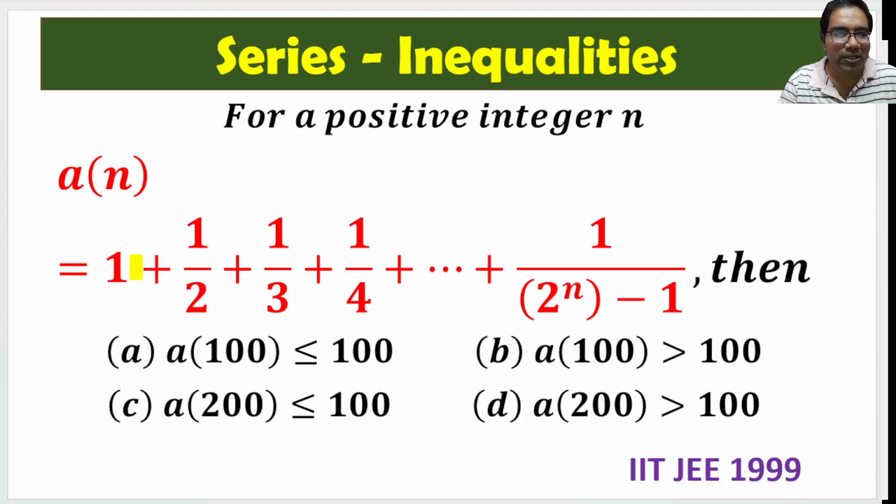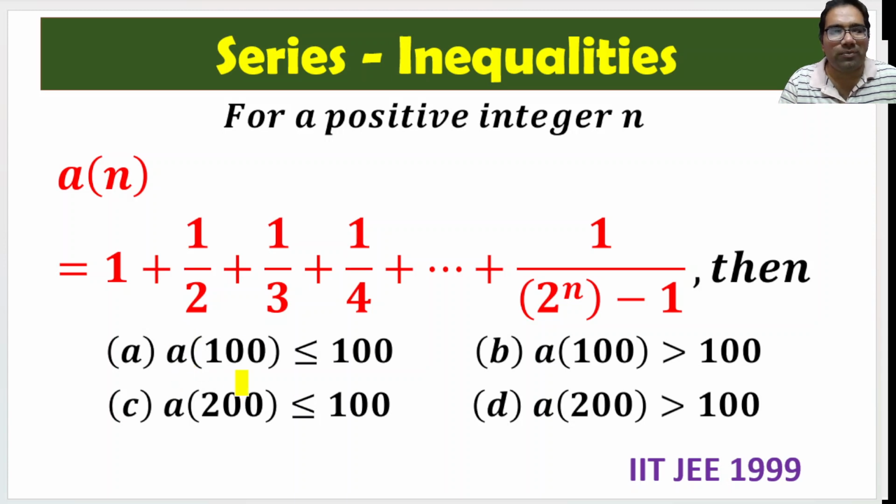A of 3 will have how many terms? 2 power 3, which is 8, minus 1. So it will have 7 terms, from 1 by 1, 1 by 2, 1 by 3, 1 by 4 up to 1 by 7. A of 2 will have how many terms? 2 power 2 is 4, minus 1, which is 3, right? So 1 by 1, 1 by 2, 1 by 3. A of 2 will be these three terms, right? A of 1 will be 2 power 1 is 2, minus 1, which is 1, only one term, right?